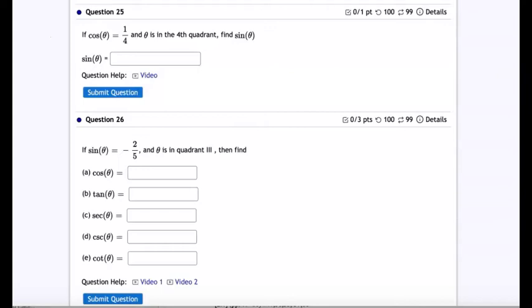So I showed you one procedure. It's actually my preferred procedure. It's the procedure that uses right triangles and the Pythagorean theorem. An alternative procedure is don't draw the angle, don't draw the triangle, don't use the Pythagorean theorem. Instead, use a Pythagorean identity. So let me illustrate for you how you would use a Pythagorean identity on question number 26.